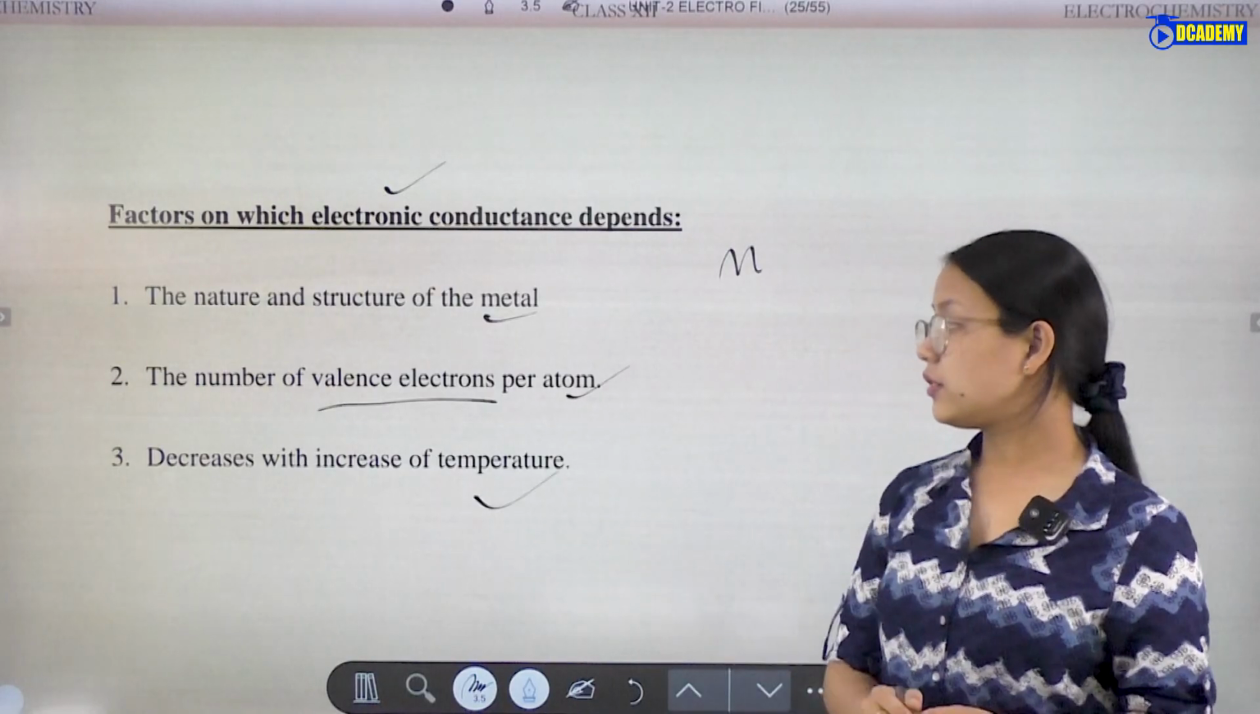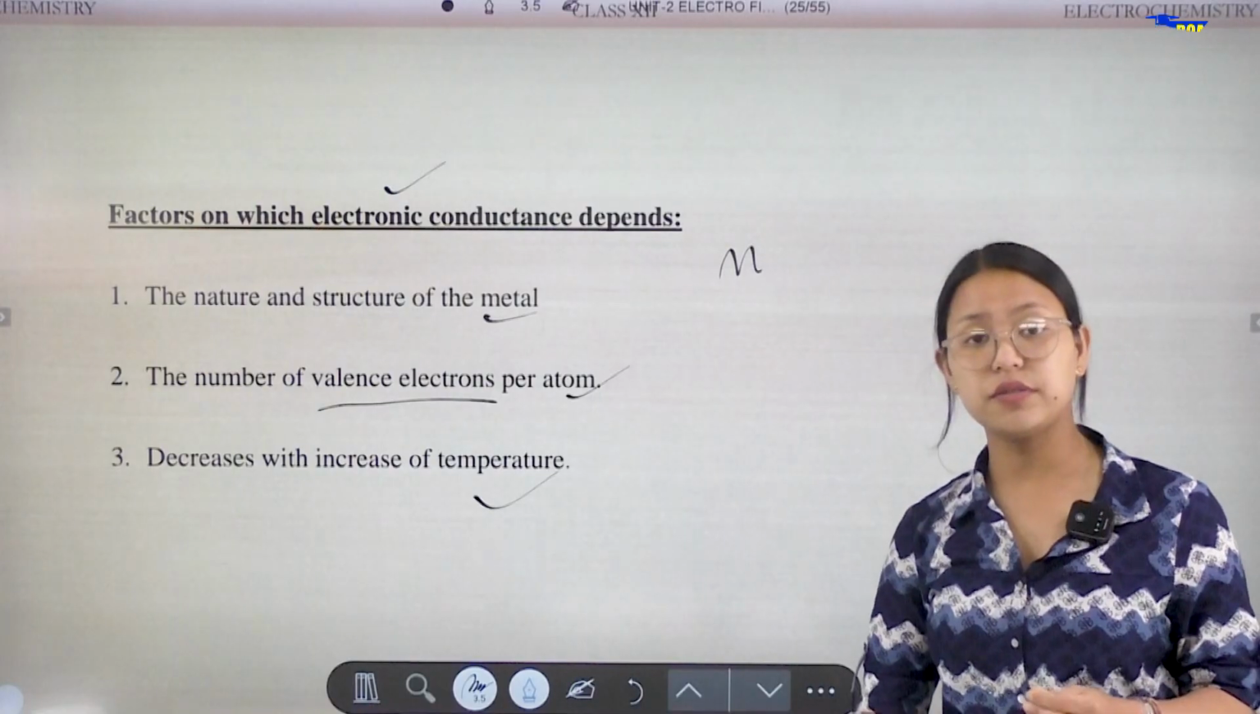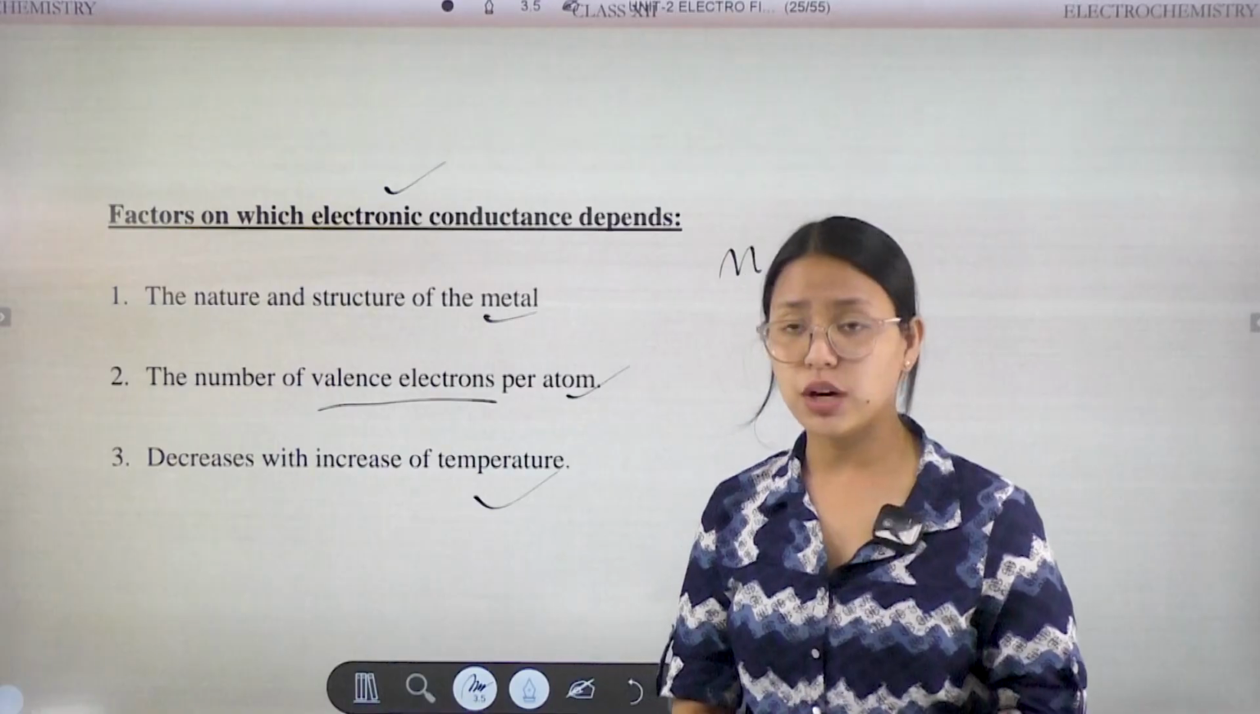Again, conductance decreases with the increase of temperature. As the temperature increases, the conductance decreases in the case of electronic conductance.